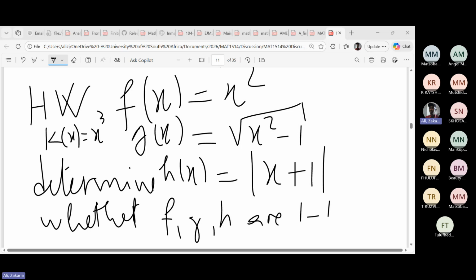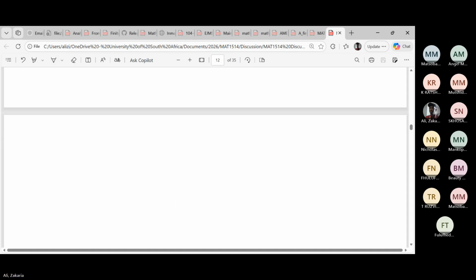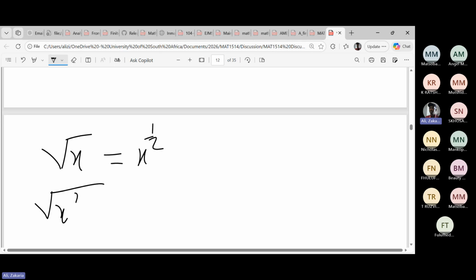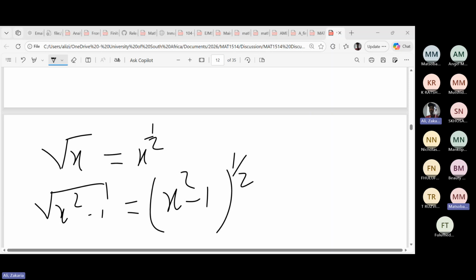No, it's not linear, because if we try to write it, the square root of x is basically x to the power half. The same works for the square root of x squared minus 1, which is actually x squared minus 1 to the power half. So it's not necessarily linear. It might look like a linear function because there is an x squared inside the bracket and then a power half outside the bracket, but it is not linear. It's not as straightforward as linear, as you mentioned.